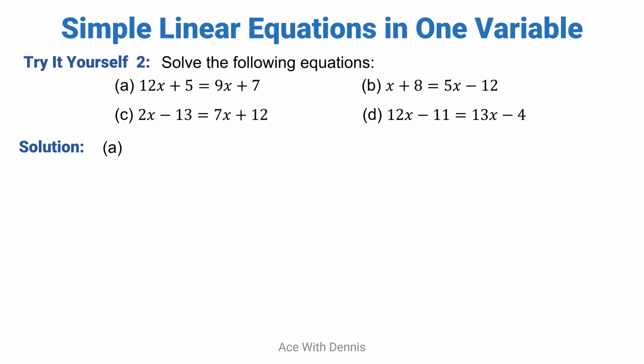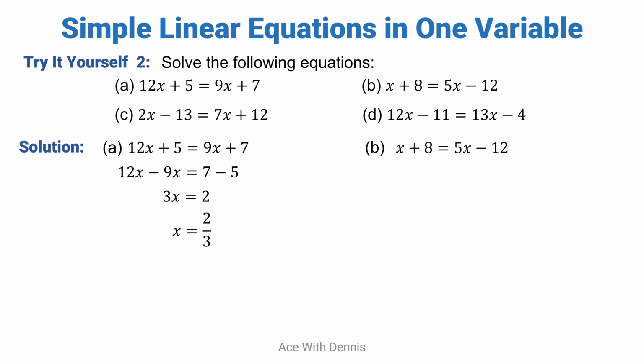Now here's the solution. For A, 12x plus 5 equals 9x plus 7. So we want to move the 9x to the left hand side so that the x term will be positive. Then the 5 moves to the right hand side, so from plus becomes minus. Hence the equation is 12x minus 9x equals 7 minus 5, which is 3x equals 2 and x equals 2 over 3.